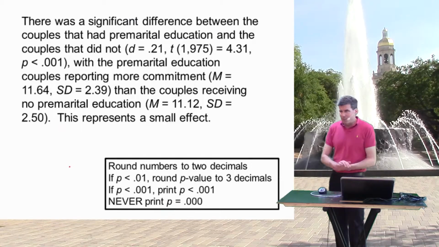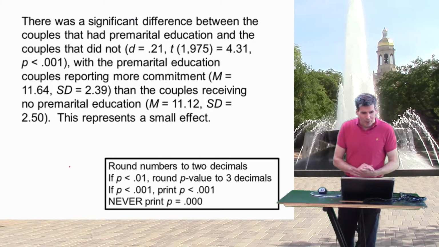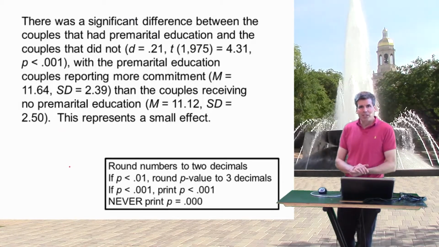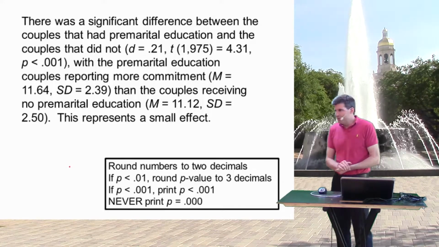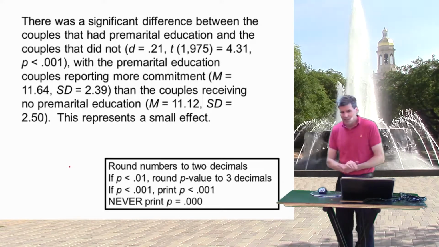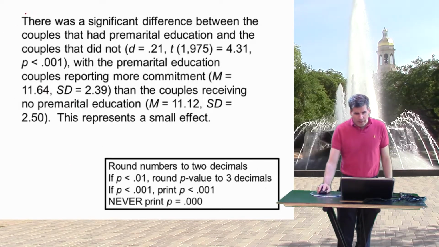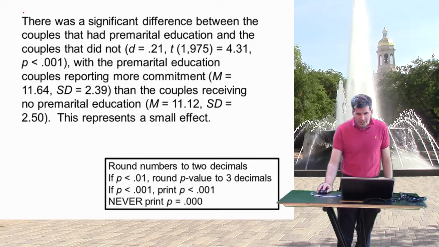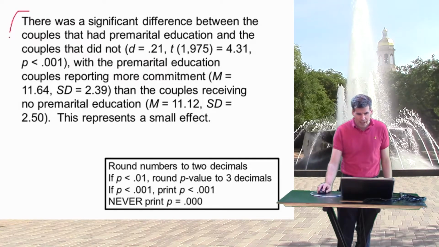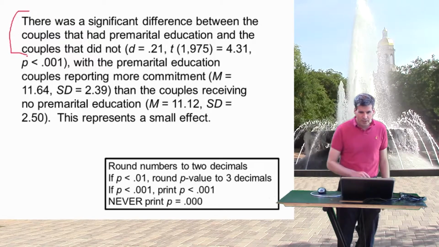And like I said just a moment ago, I want to talk about what you would do to give me a written summary of these results. So here is an example of how to write up these results and give me a written summary. So here I have, there was a significant difference between the couples that had premarital education and the couples that did not. That's my first phrase there.